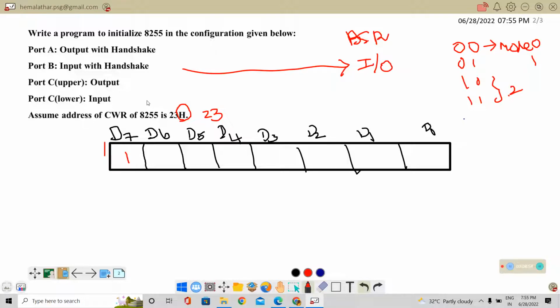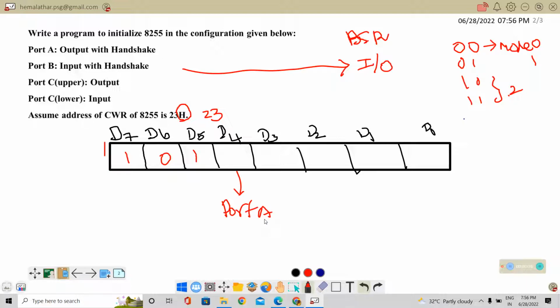So you have to find out. You found it is IO mode. Now inside this IO mode you have three different modes, 0, 1 and 2. You have to find out whether it belongs to mode 0, 1 or 2. So how can you find out? See here in your question, they gave a word called handshake. Handshake means mode 1. So this IO mode belongs to mode 1. So for D6 and D5, mode 1, what is the value? It will be 0 1. Your D6 and D5 will be 0 1. And your D4 is going to represent whether port A acts as input or output.